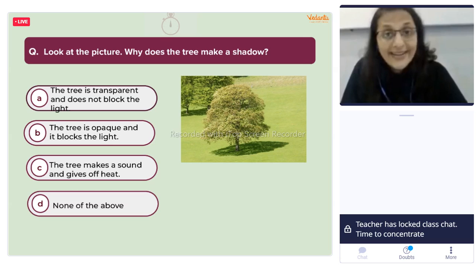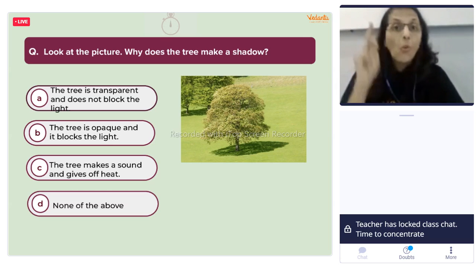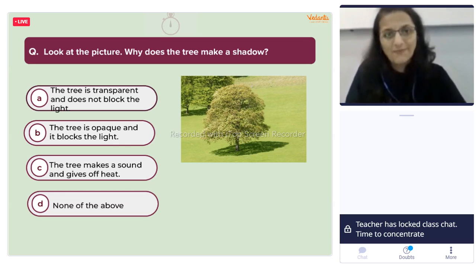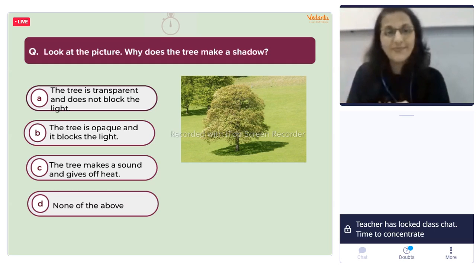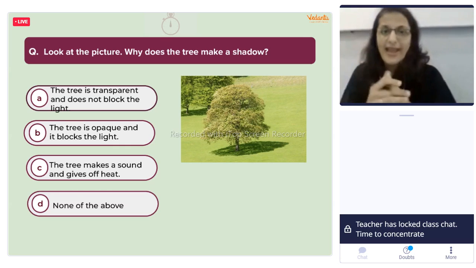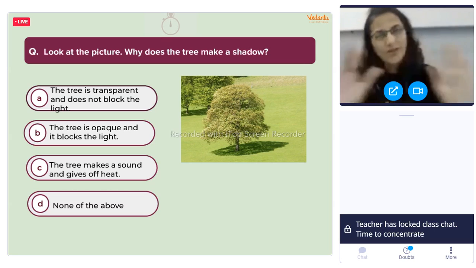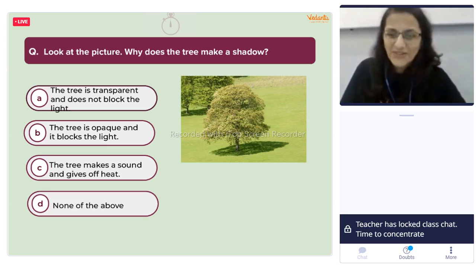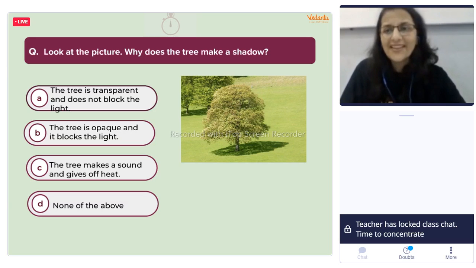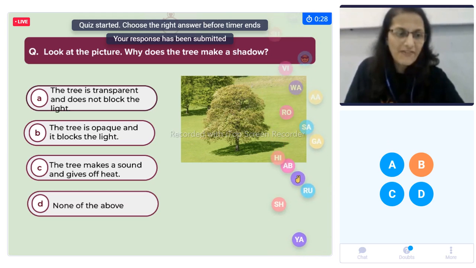Look at the picture. Why does the tree make a shadow? A, the tree is transparent and does not block the light. B, the tree is opaque and it blocks the light. C, the tree makes a sound and gives off heat. D, none of the above. Look at the picture and all the options, and then I'm going to start my quiz. So students, 5, 4, 3, 2, 1, and let's go. Come on students, go ahead fast.